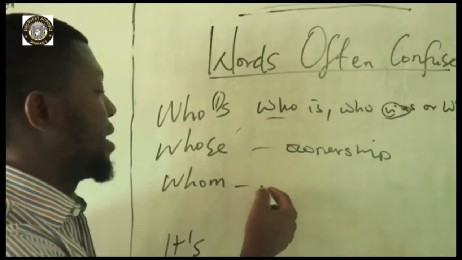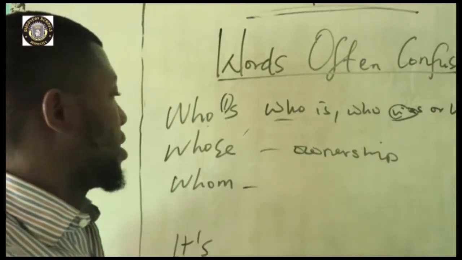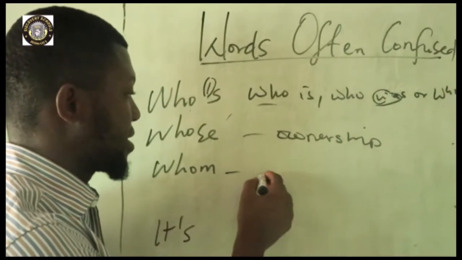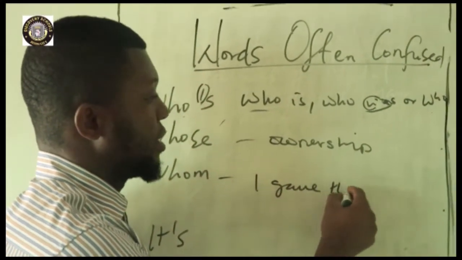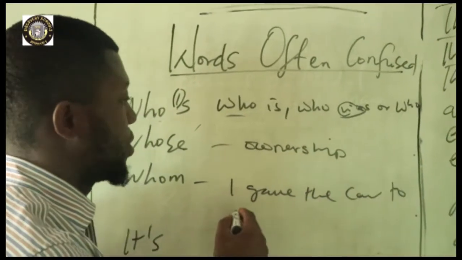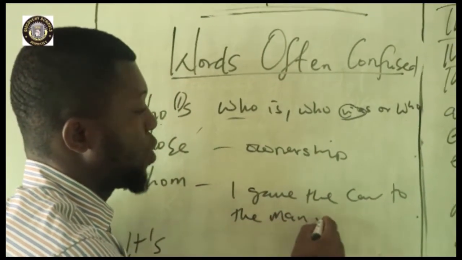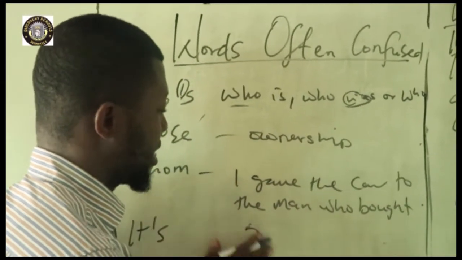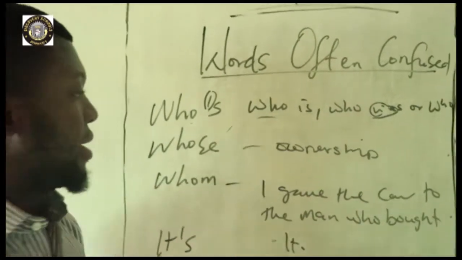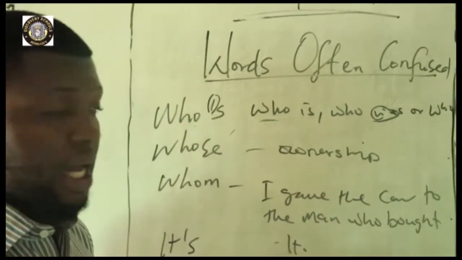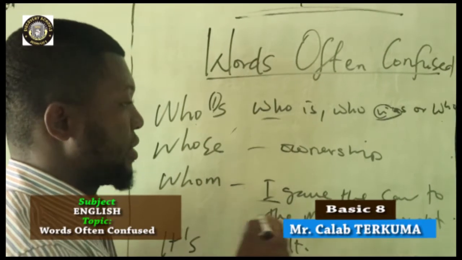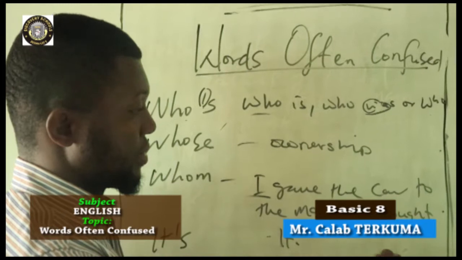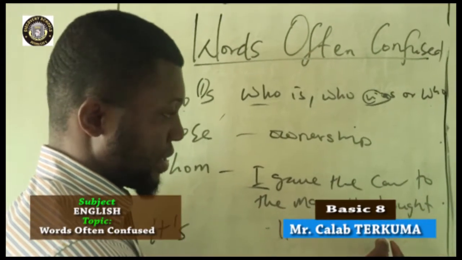And then this one here is used to indicate the receiver of an action. In other words, look at this for example. I gave the car to the man whom I knew. Now here, who is doing the action of giving? I'm doing the action of giving. So, who is receiving the action? The man is receiving the action, right?